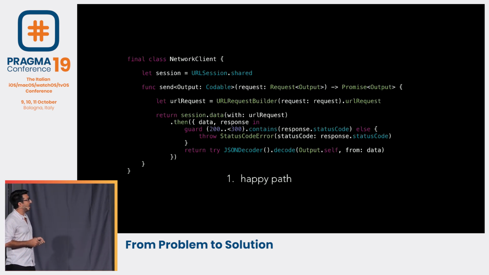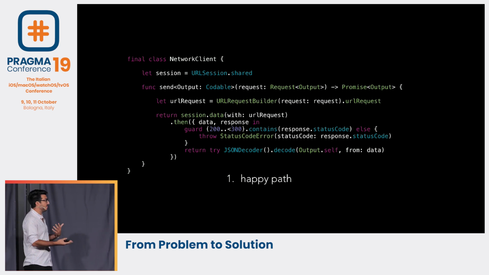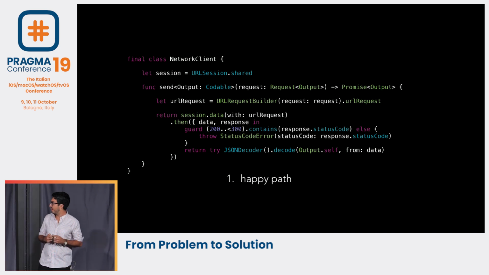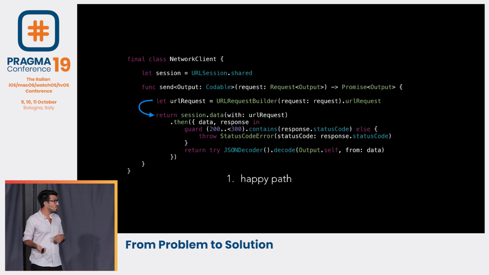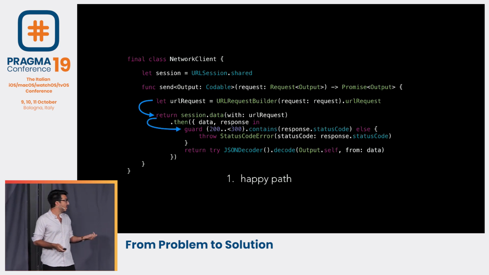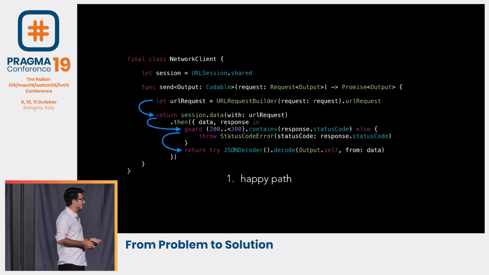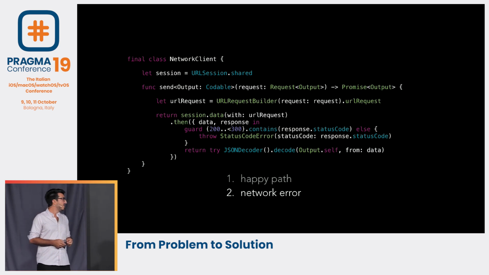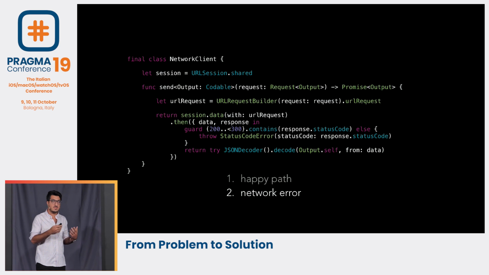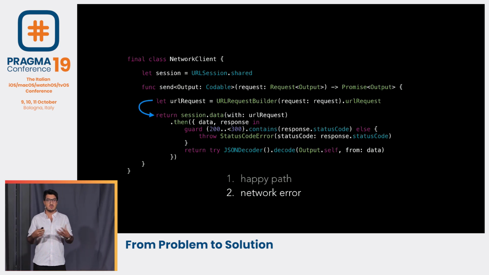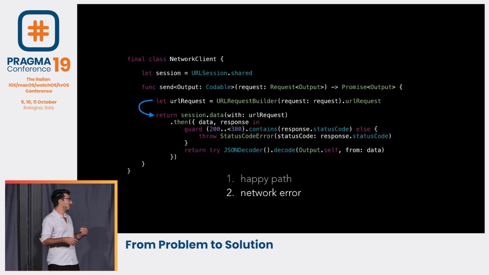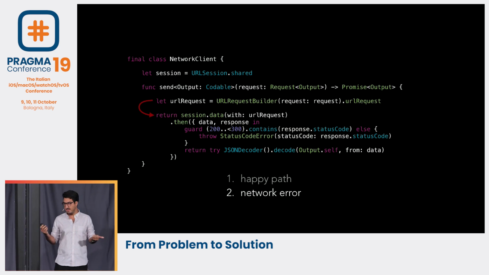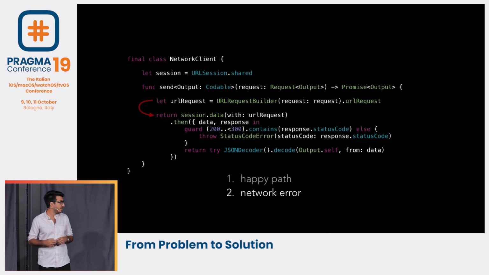So we know that our first branch, or our first path that we go through the code, is the happy path, right? So we create our URL request. We send it. We check the status code. Status code is good. And we decode the JSON, and that works. So that's our happy path. The second path through this code is what if there's a network error, right? We construct our URL request. We send it. And then there's an error in there somewhere. So that's the second branch of code.